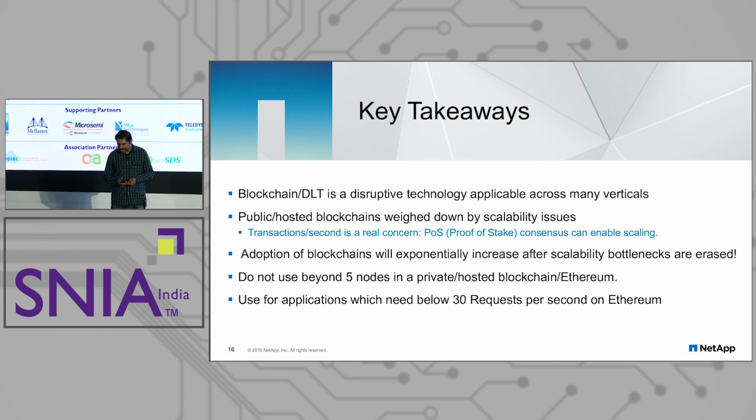From our internal implementation we figured out that we cannot use many nodes, because the same state is replicated across multiple nodes. Because of that, we recommend not using more than 5 nodes in a private or hosted blockchain setup, and application consumption requirements of not more than 30 requests per second if it's the Ethereum kind. We can scale better if we use other enterprise blockchains such as Hyperledger for better performance. Any questions on this I can take up?